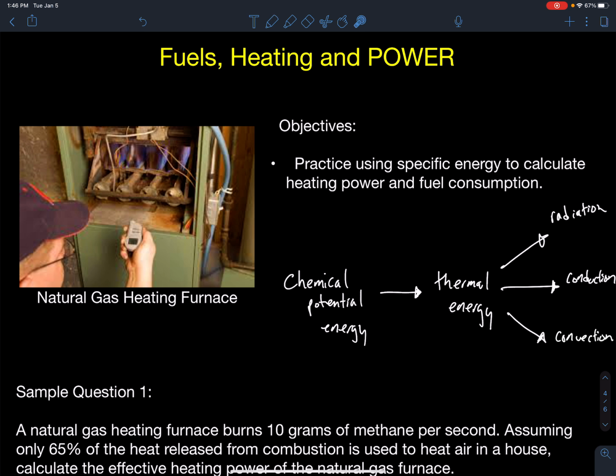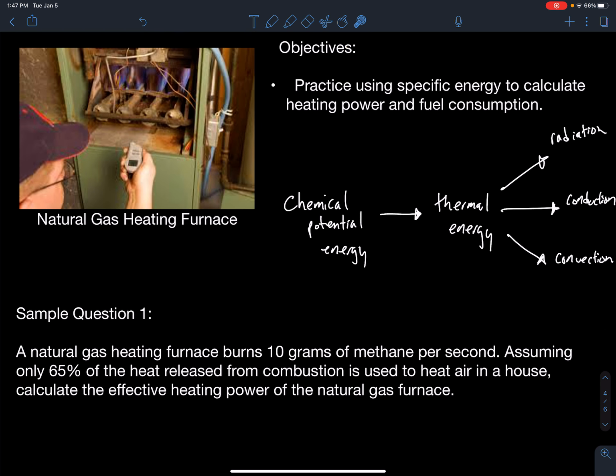So not all of that thermal energy that's produced by chemical potential energy is going to go directly into the air. Some of it by conduction and convection is going to be going into the air. And so none of these furnaces are 100% efficient. When we're burning that fuel, we can calculate theoretically how much heat is coming out, but only a fraction or a percentage of it is going into the air to heat the house. So we're going to talk about that in this little practice problem.